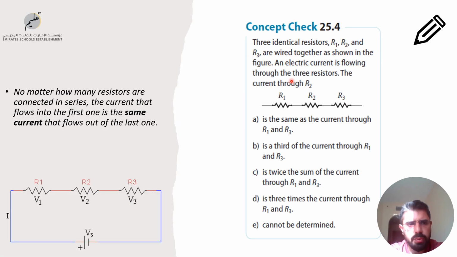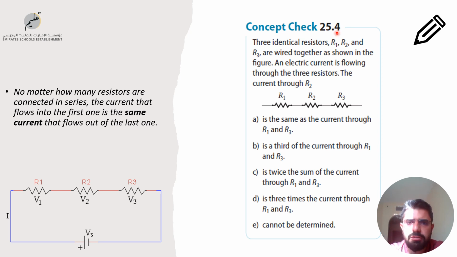Okay, here is also a small question, but let's read this before solving it. No matter how many resistors are in the circuit, just remember we are only talking about series circuits. The current that flows into the first one is the same as the current that flows out. As we remember from the table in the past slide, the current is the same everywhere in the circuit. So the current passing through R1 is the same as the current passing through R2 and through R3.